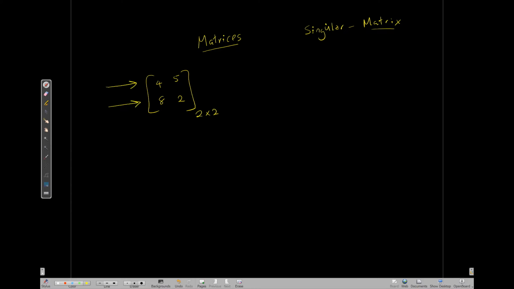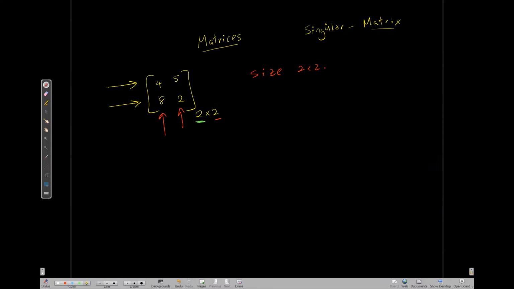See, there are 2 rows. That's why this number 2. And there are 2 columns. That's why this number 2. So 2 rows, 2 columns, we call it 2 by 2 matrix. And the size of the matrix is 2 by 2.